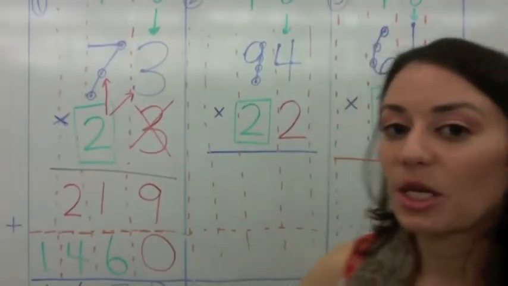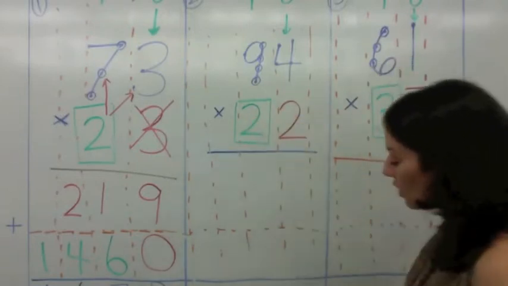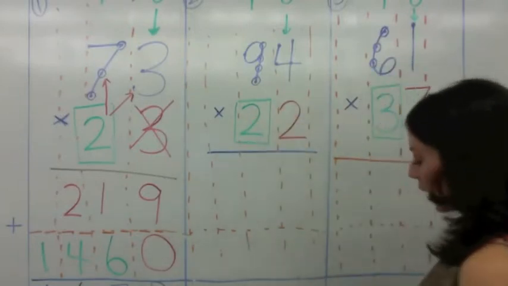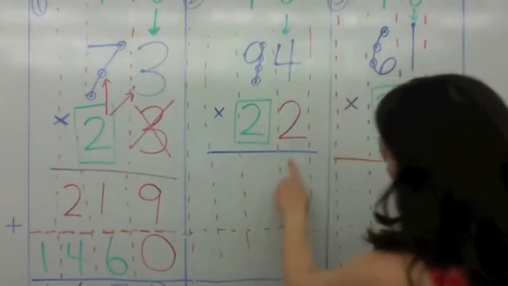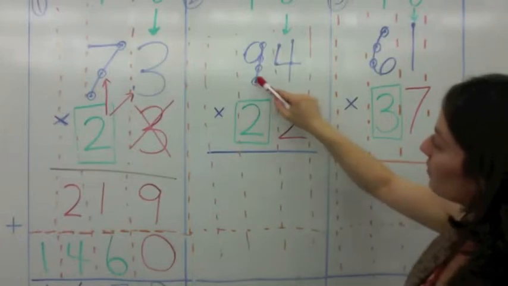So let's take a look at number 2. Number 2 says 94 times 22. You know that we're going to start with the ones place. Start with the what? The ones place. This is the red number. So we're going to multiply 2 times 4, and then you're going to multiply 2 times 9.